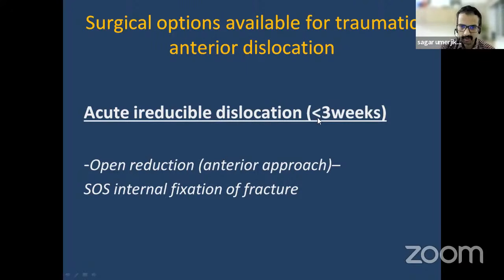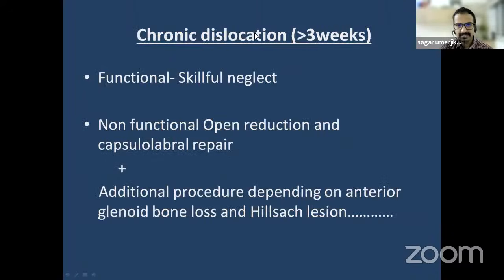For an acute irreducible dislocation, less than 3 weeks, we go ahead with open reduction through an anterior approach and internal fixation if there is any fracture. If there is a chronic dislocation, more than 3 weeks, and the patient is functional, managing for months and has adapted to the movements, then you can go ahead with skillful neglect and serial observation. If it is non-functional, we go ahead with open reduction and capsulolabral repair with additional procedures depending on the anterior glenoid bone loss and Hill-Sachs.